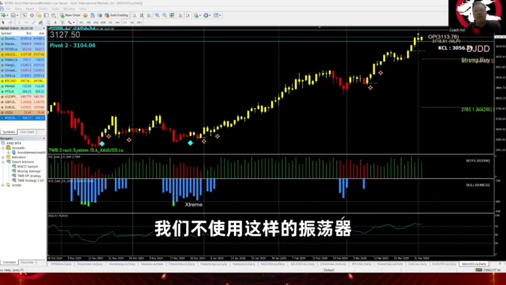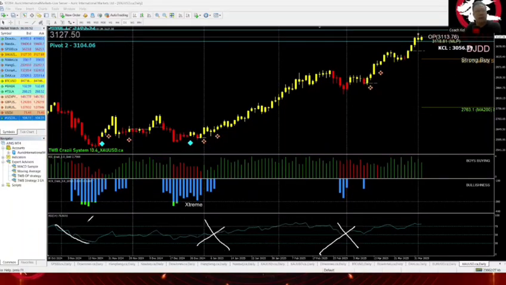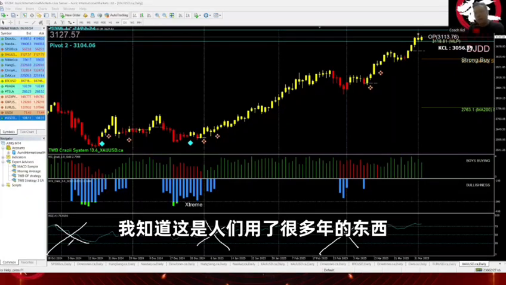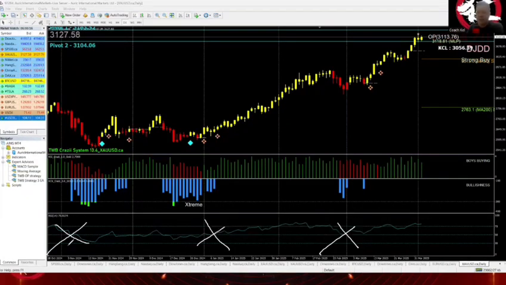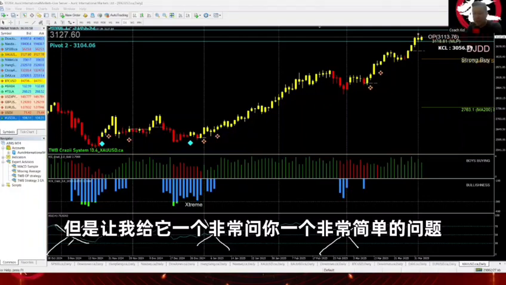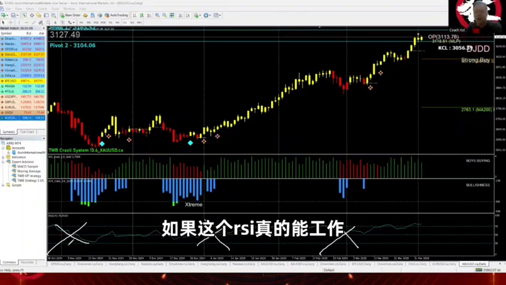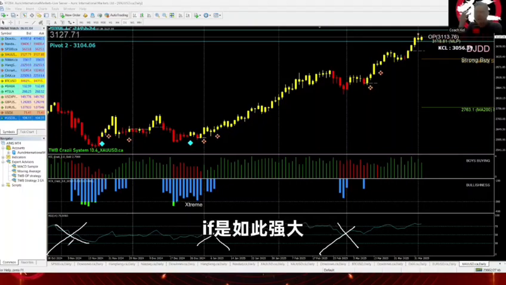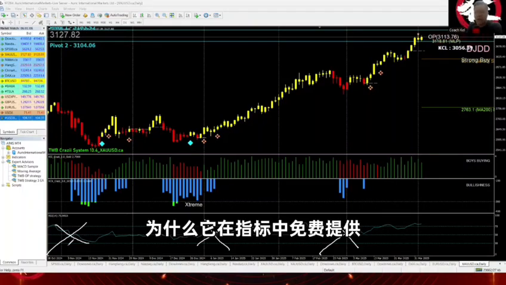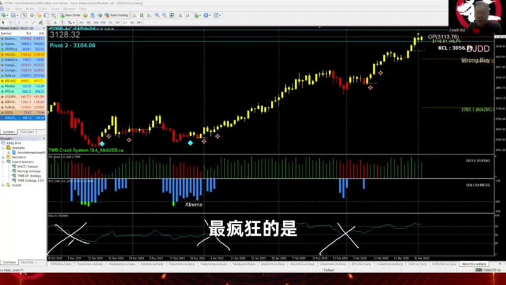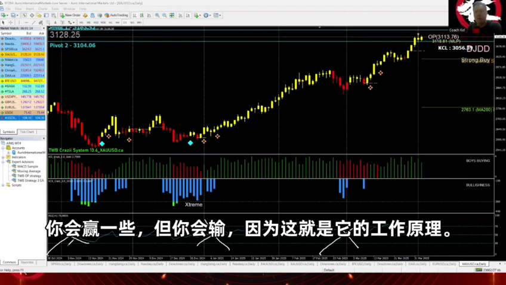And again, I repeat, we don't use oscillators like this. I know it's a thing that people use for years and years, but let me ask you a very simple question. If this RSI really can work, why is it for free? Number two, if it's so powerful, why is it available for free in indicators on any platform? And the craziest thing is this: we all know that you will win sometimes, but you lose everything back later, because that's how it works.